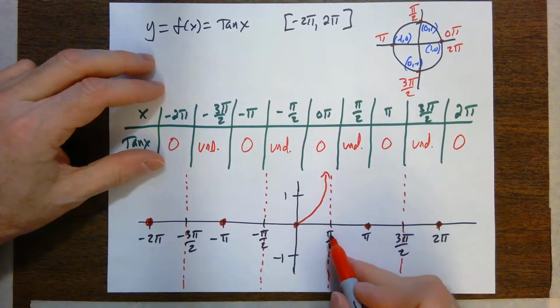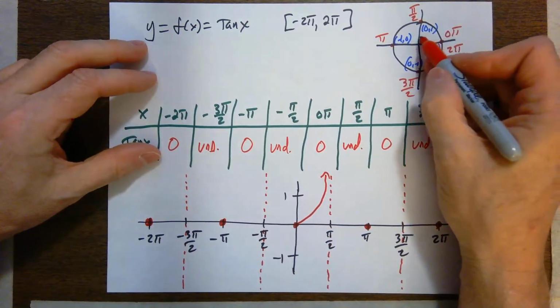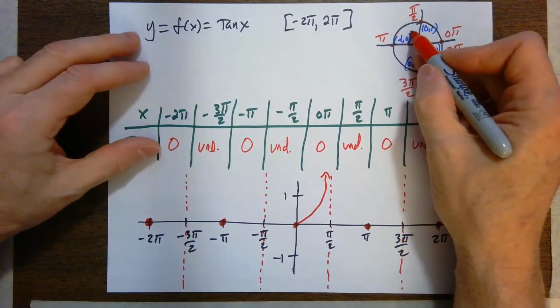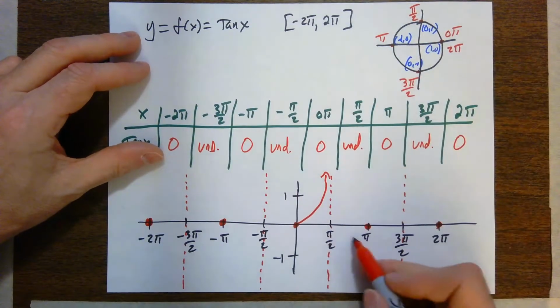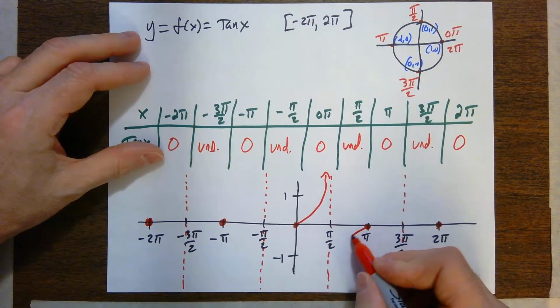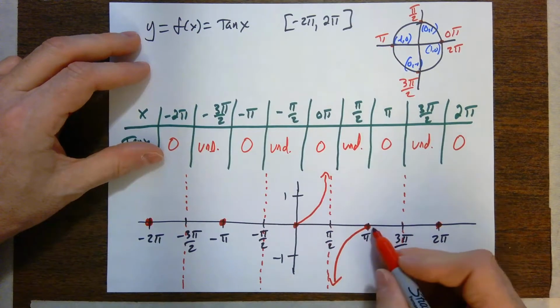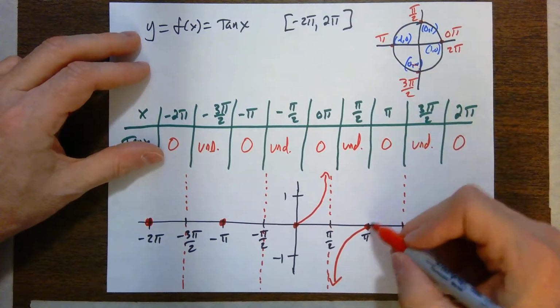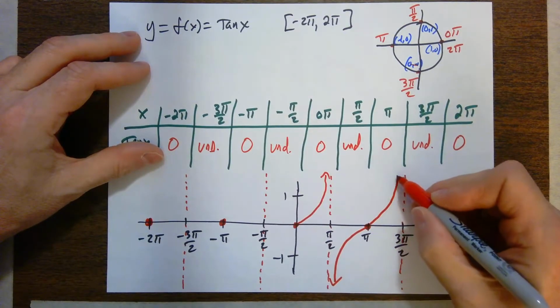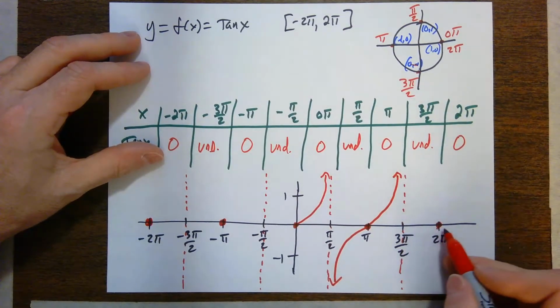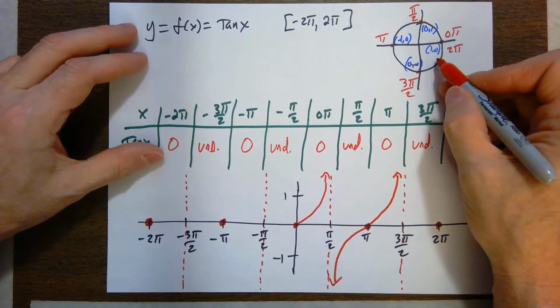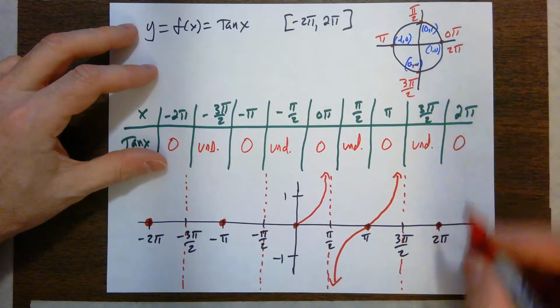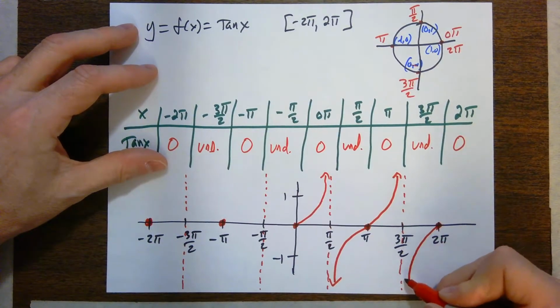What about over here? Pi over 2 to pi would be the second quadrant. Tangent's negative. All the angles here are negative. It has to look like this. Between pi and 3 pi over 2 is the third quadrant. Tangent's positive here. It would have to look like that. Between 3 pi over 2 and 2 pi, that's the fourth quadrant. Tangent's negative there. It would have to look like this.